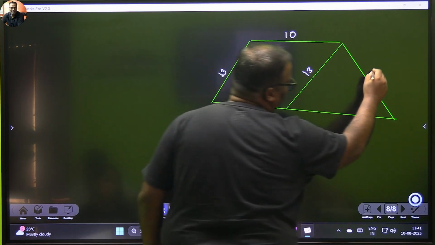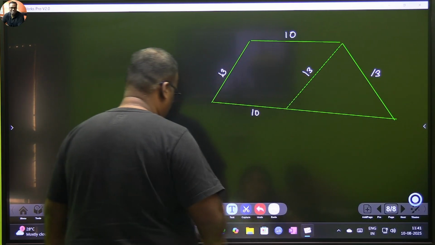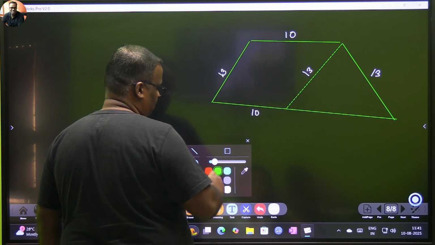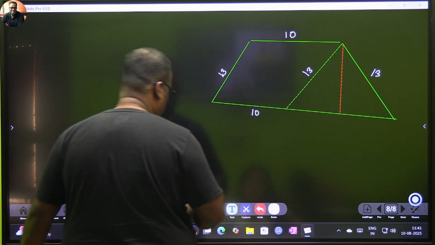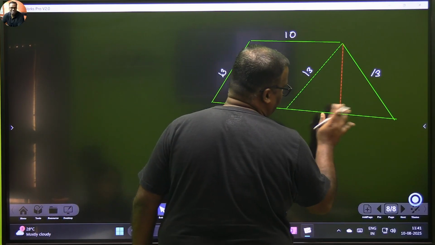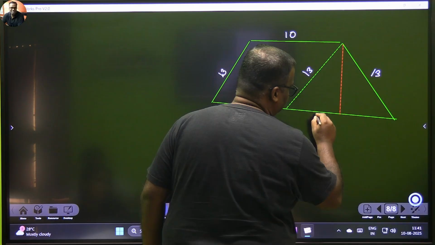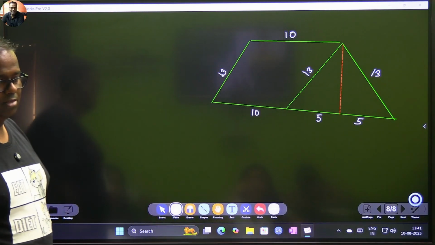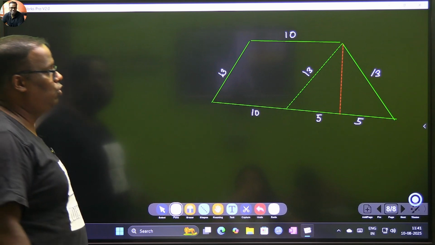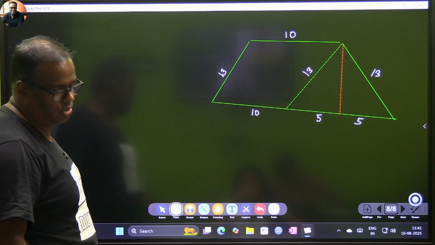This should also be 13. And now drop the perpendicular. Since this is isosceles, the perpendicular will bisect. How much did you have? 10. Have you understood? Now, do you see it as a parallelogram and an isosceles triangle?